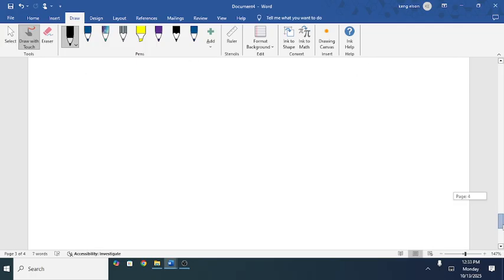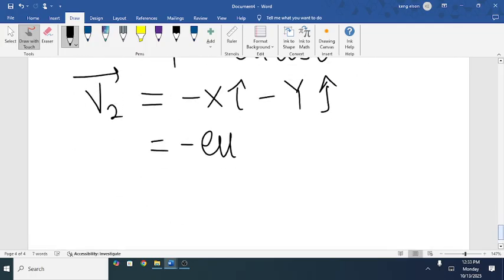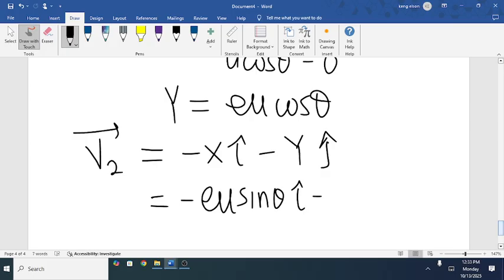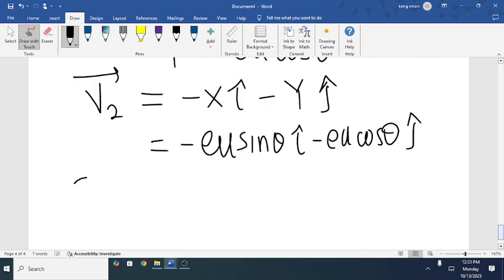So my x is eu sine theta, but there's a minus here, so minus eu sine theta in the i direction, minus, what is y? Our y is eu cos theta in the j direction. Yes, that is it.